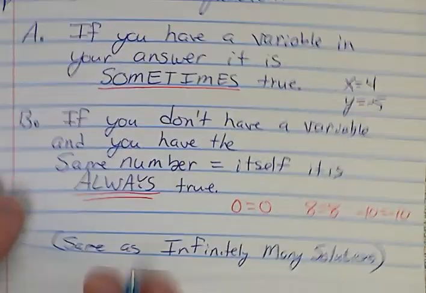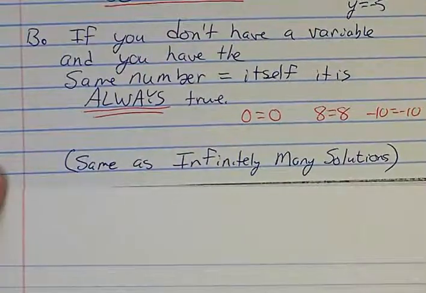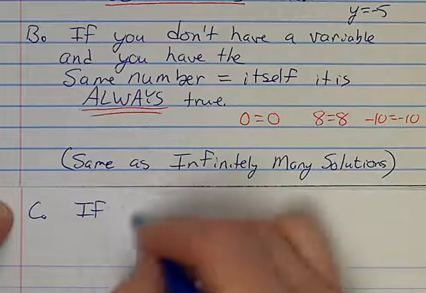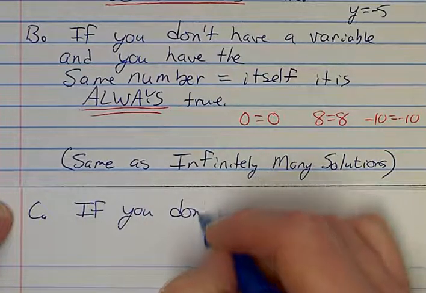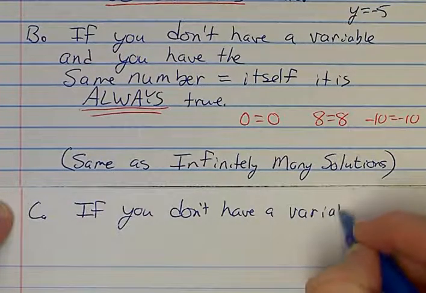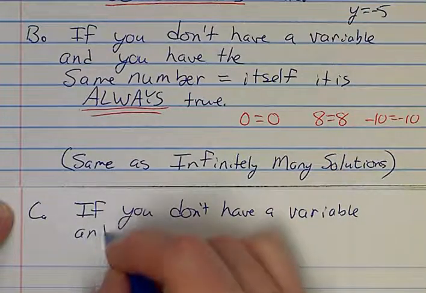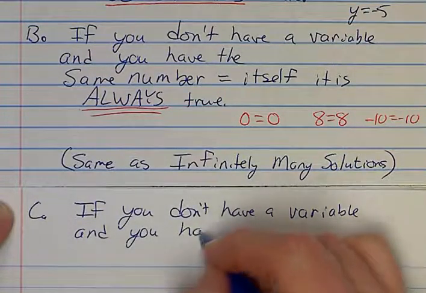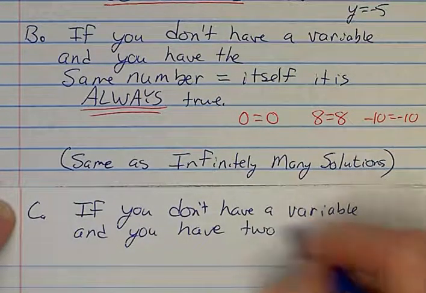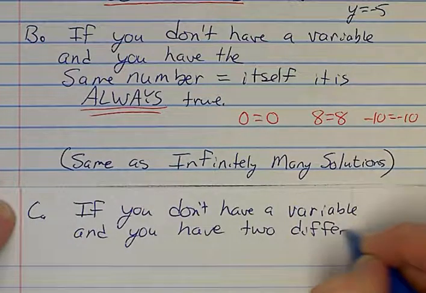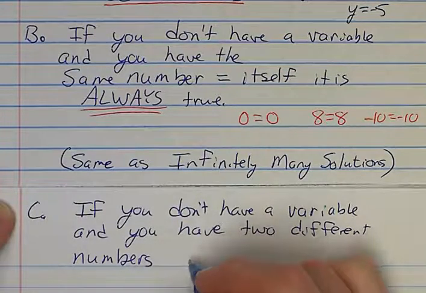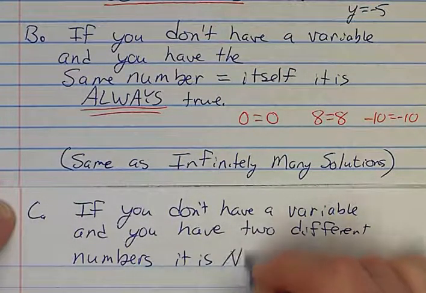All right, and then the last thing, which was the part C here, if you don't have a variable, and you have two different numbers, then it's going to be never true.